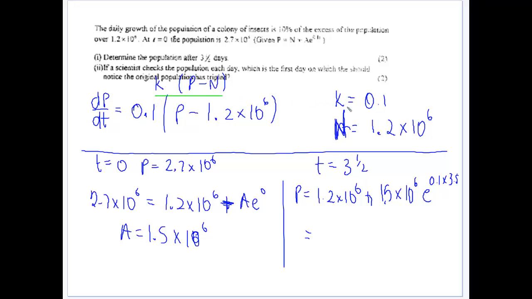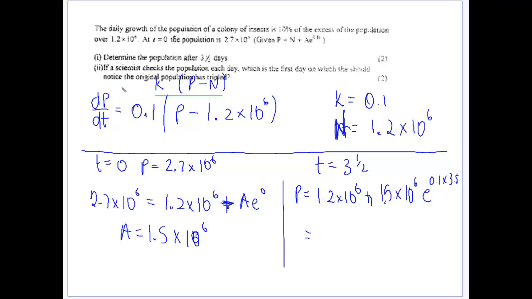So if we're in that form, our k is 0.1. Our n is 1.2 times 10 to the power of 6. So our expression we can start to put into that form: p equals n plus a e to the kt. So with that, if t is equal to 0 and the population is 2.7 times 10 to the power of 6, we can work out the value of a. So e to the power of 0, and we had our 1.2 times 10 to the power of 6. Subtract that from 2.7 times 10 to the power of 6 gives us 1.5 times 10 to the power of 6. So there's how we can get our expression for a.